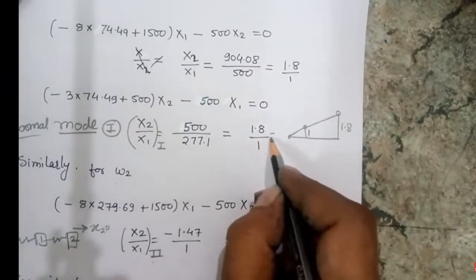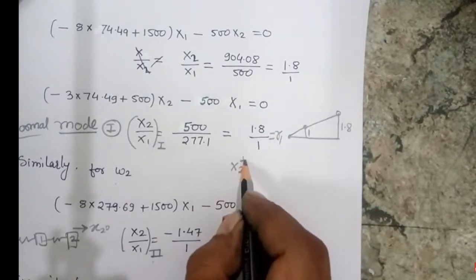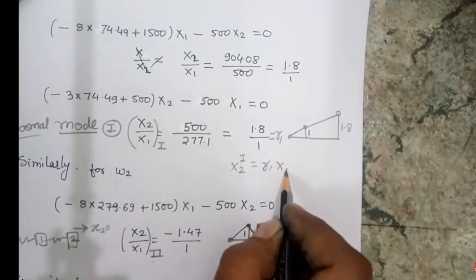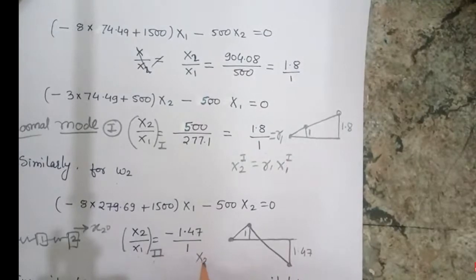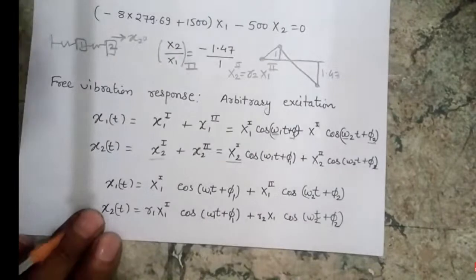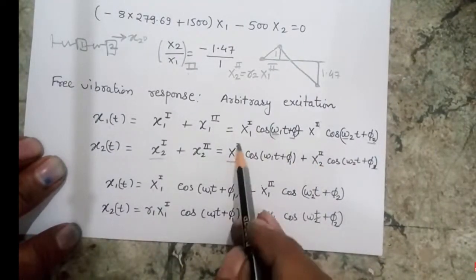For example, if I take the ratio as R1, my x2 for the first mode will be R1 times x1 for the first mode. Similarly, x2 for the second mode will be R2 times x1 of the second mode.